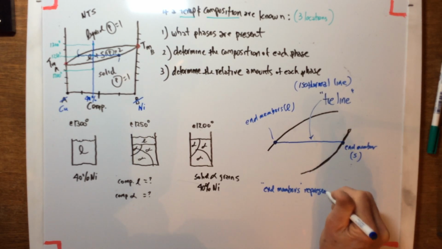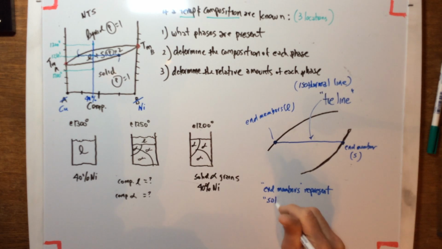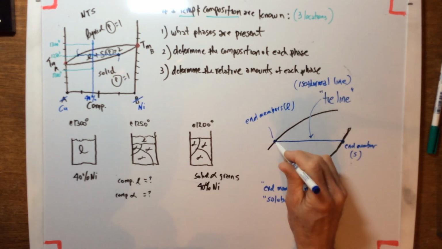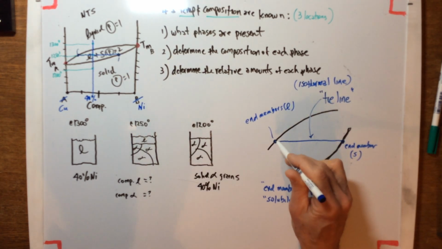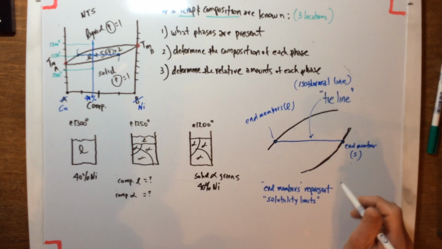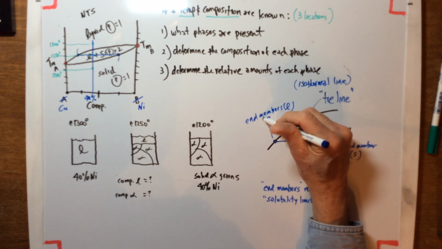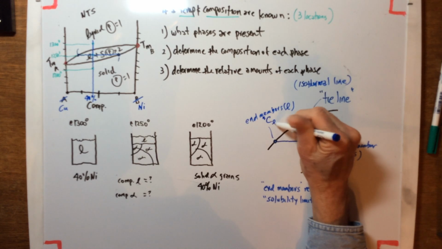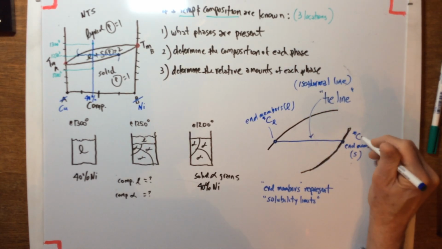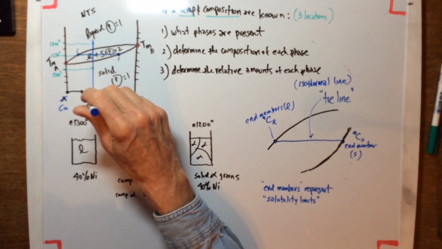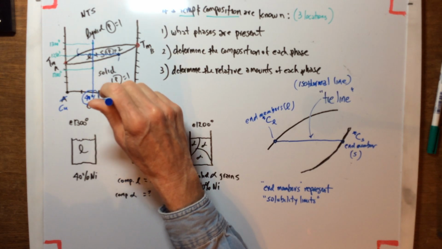Okay, now what these end members represent are the solubility limits of that mix. And this is going to be an actual percentage. Let's just set this up for something else later. Let's just call this point composition star C for liquid, and this will be star C for solid. C meaning just the composition, and let's just call this 40%, just the standard C.